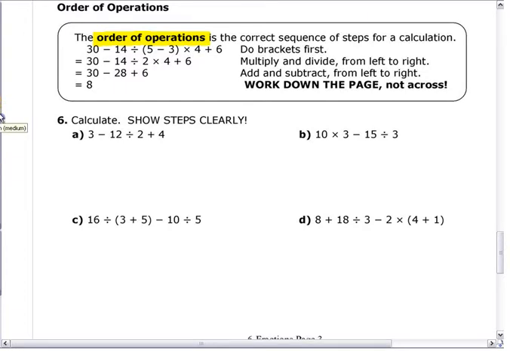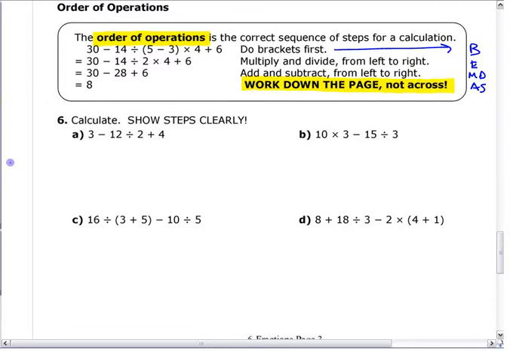Some of you approach this like this, even if you know that the order of operations is do brackets first and then do any exponents, and then multiply and divide, and then add and subtract. Okay? The big thing that I'd like you to learn here is to work down the page, not across.